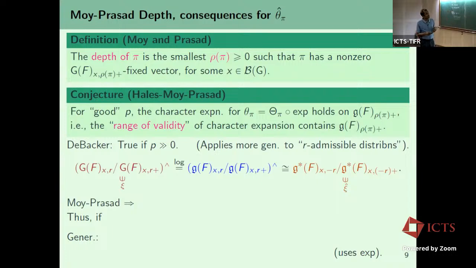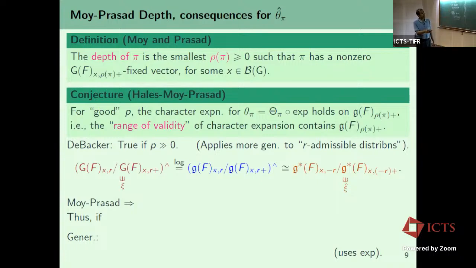The most basic functions to consider are characters on quotients of compact open subgroups like this. You look at G(F, x, r) modulo G(F, x, r+), and the hat stands for Pontryagin dual. So one wants to look at characters of this group. You can think of them as locally constant, compactly supported functions on G(F). So you can consider pi of psi, you can consider theta pi of psi.